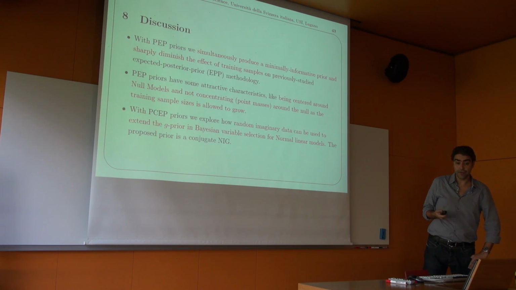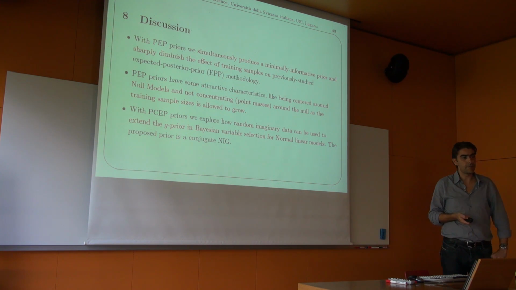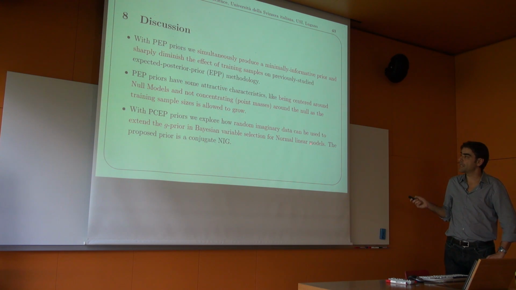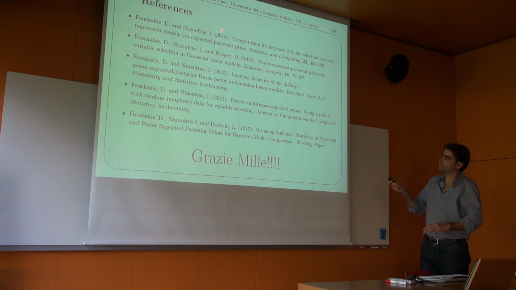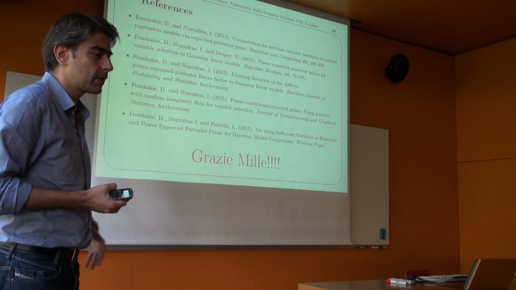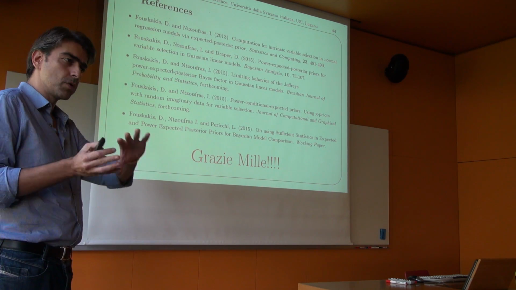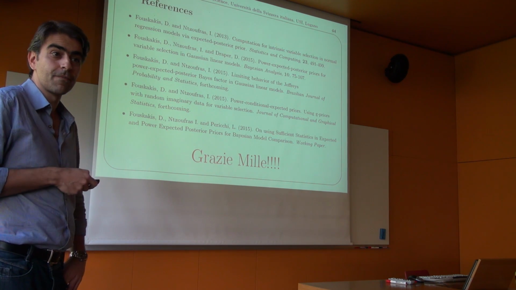So this is a quick discussion for the last part of the talk. I introduced to you two variants of the expected posterior priors, the PEP and the PSEP. In the PEP, we produce minimally informative priors and we sharply diminish the effect of training samples, and they have some very nice properties. With PSEPs, we explore how random imaginary data can be used to extend the G prior for normal linear models. Again, there are some papers already published, and there is a lot of theoretical work here, but of course that would make the talk quite technical, so I tried to avoid it and mostly focus on the first ideas, which I hope were of more interest, especially to the students. Thank you very much.